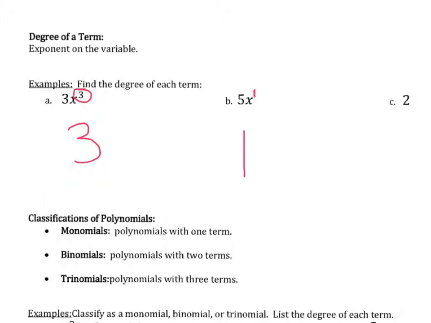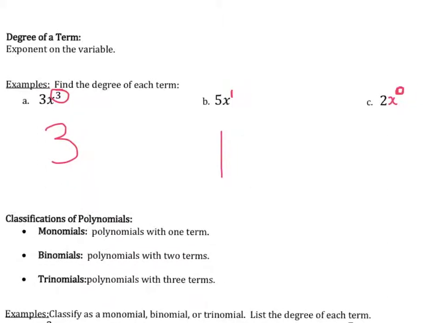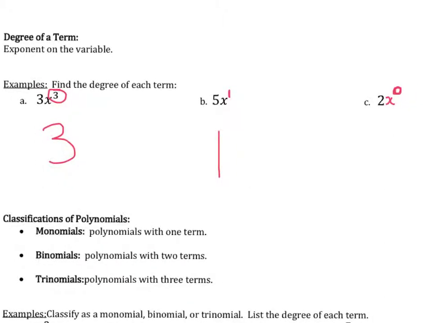And last but not least, in part C, our term is a constant term. It's just a number which is constant. It doesn't have a variable, something that varies. And so remember, anytime we raise something to the 0 power, it equals 1. So I can really write this as 2x to the 0 power. And as you see that 0 on that x, you'll see that the degree of that term would be 0. All right? So that's the degree of a term.